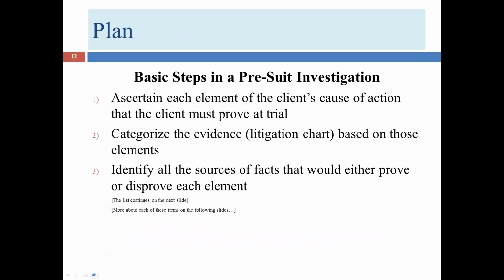We're going to have a list of things that we're going to want to think about pretty systematically before we file our lawsuit, again, for the plaintiff, or before we file our answer for the defendant. So let's look at some of those things. One is we're going to want to ascertain each element of our client's cause of action that the client must prove at trial. If for the defendant, of course, we're going to ascertain the elements of the other guy's cause of action and what the other guy must prove at trial.